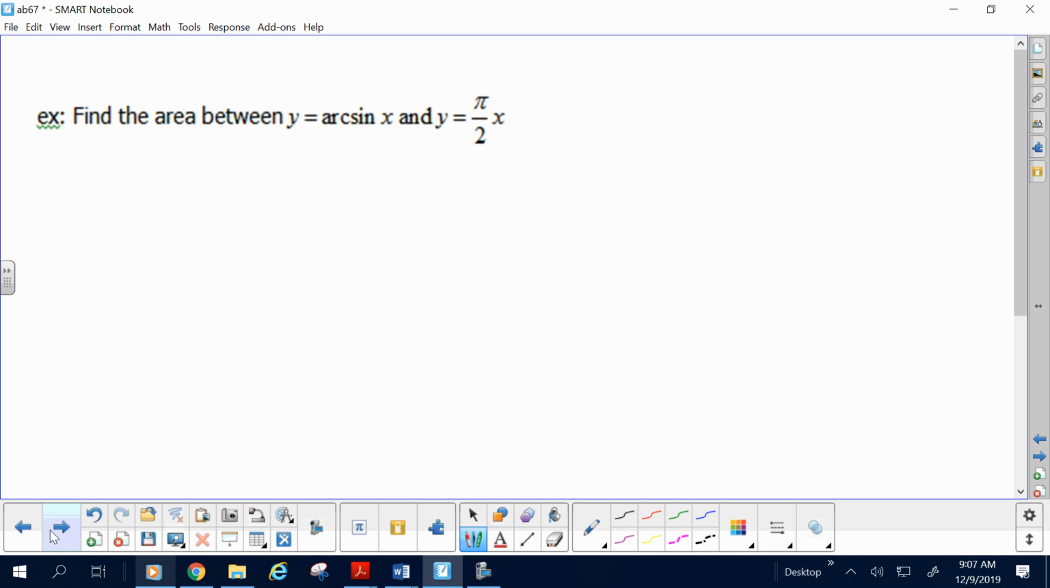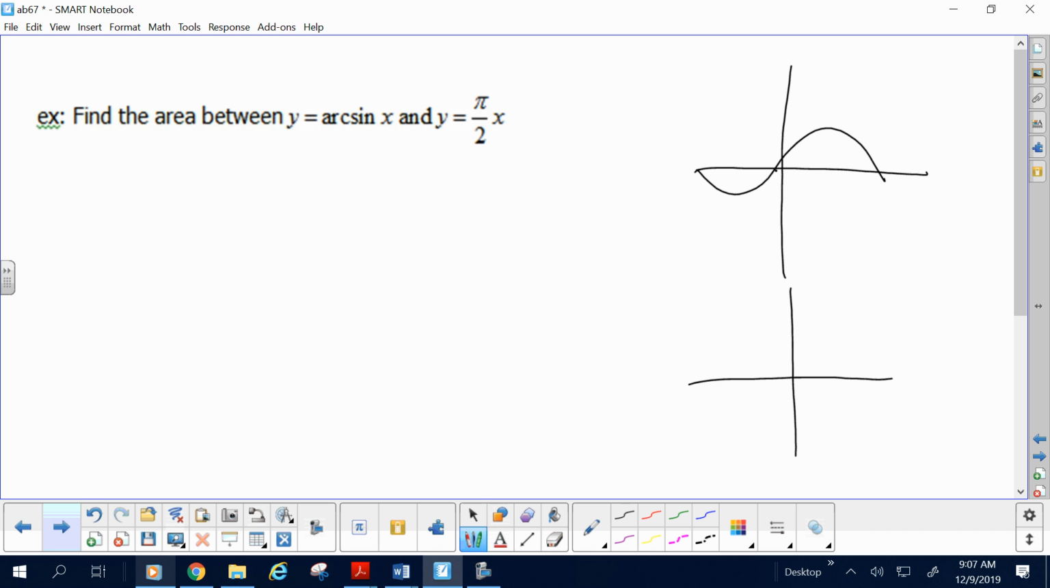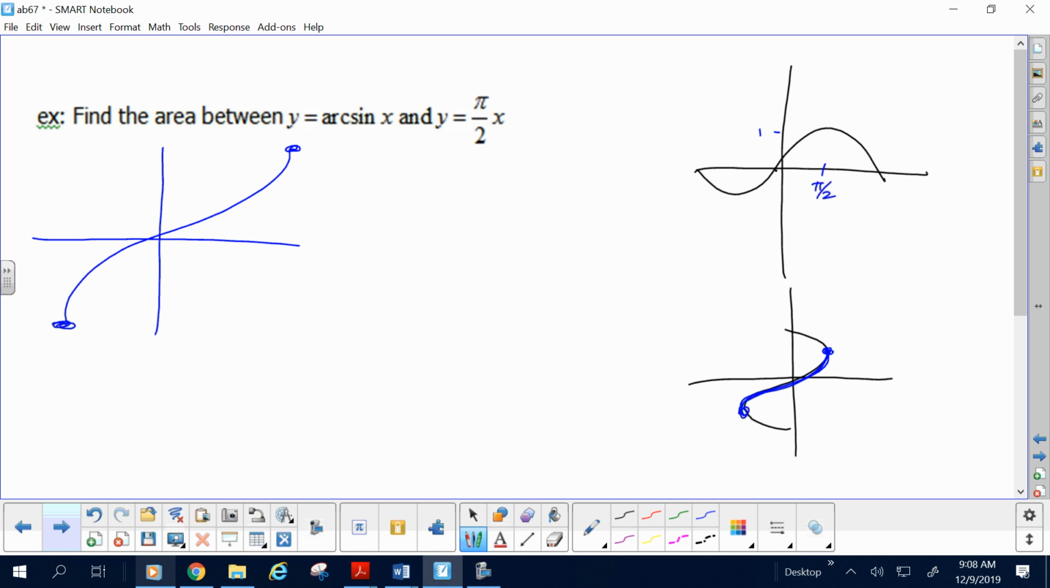Find the area between y equals arcsine and y equals pi over 2x. Remember, sine looks like this, so arcsine looks like this, but the function is limited to this, so that's what we're looking at here. The curve should go here. In normal sine, we put pi over 2 on the x-axis and 1 on the y-axis, but in arcsine, it's 1 on the x-axis and pi over 2 on the y-axis.